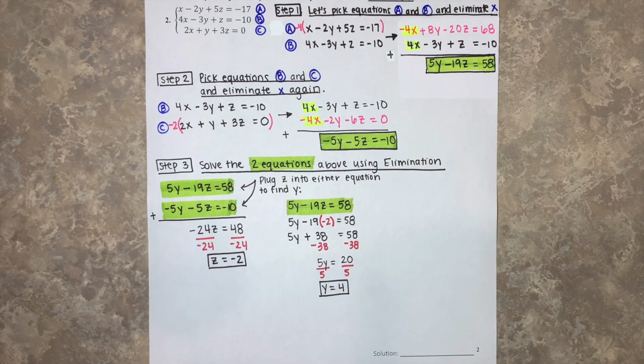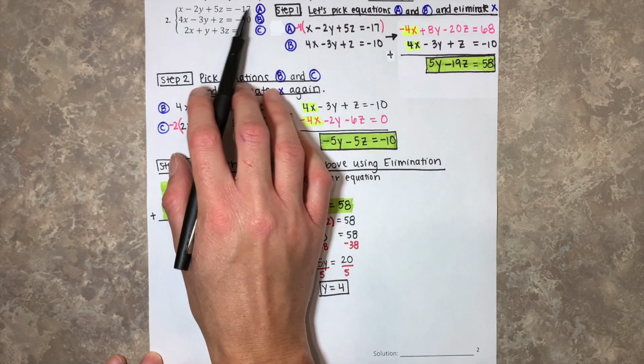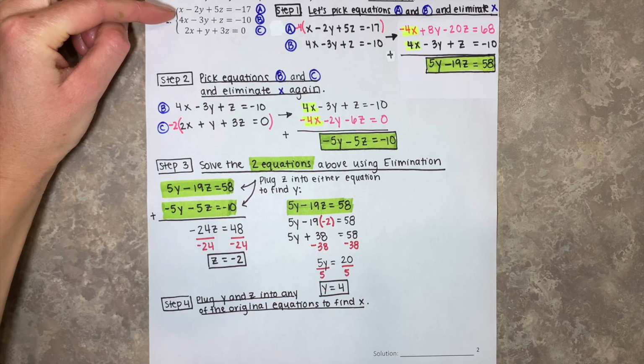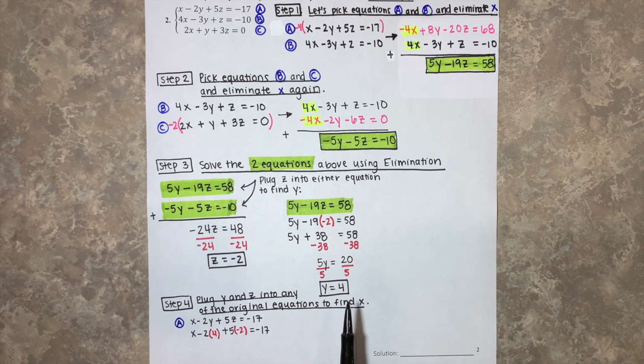Now we found two variables, y and z. The last step is we have to find the third variable, x. To find x, we want to plug these two variables into any one of the three original equations. I'm going to plug y and z into equation A. So I plugged 4 in for y and -2 in for z into the original equation A. Now let's simplify.